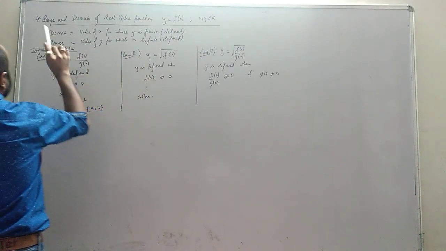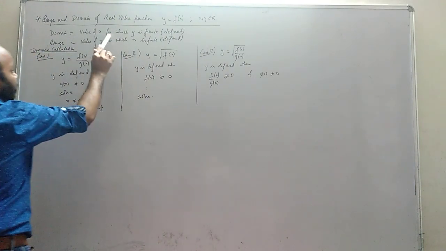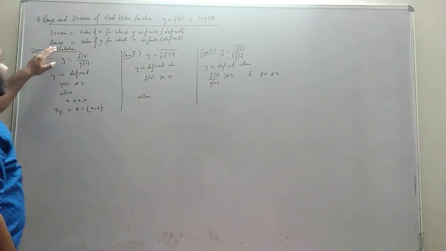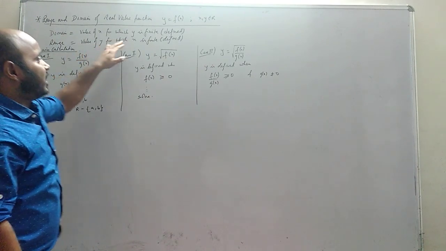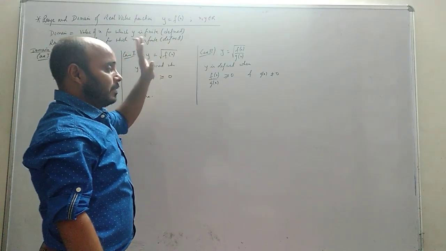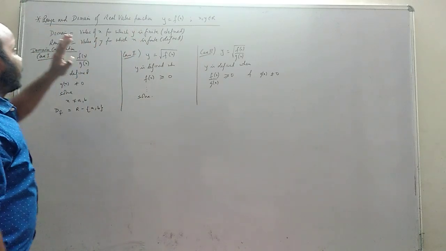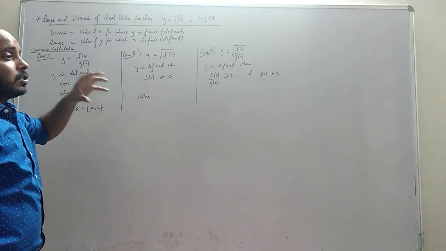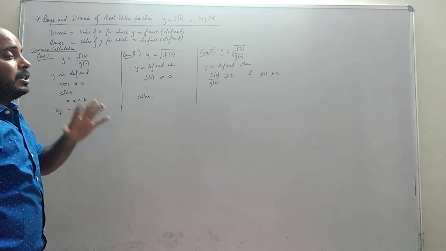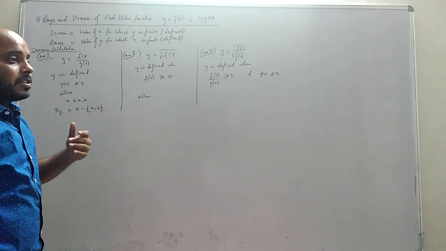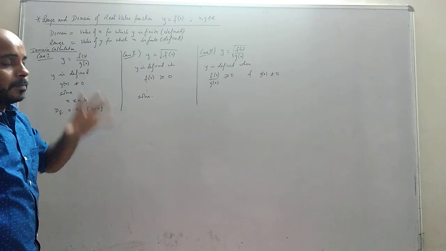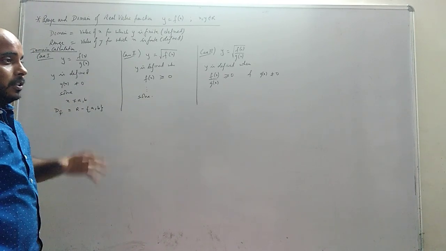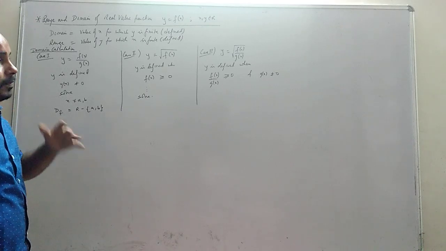Now what is domain? Domain is the set of those values of x for which y is finite. Finite means defined. And range is the set of those values of y for which x is defined. That means I get those values of x for which y is not infinity and it is not imaginary. Imaginary means a negative term should not come under the root, or infinity means 0 should not come in the denominator. Keep these two things in your mind and we will solve the questions.